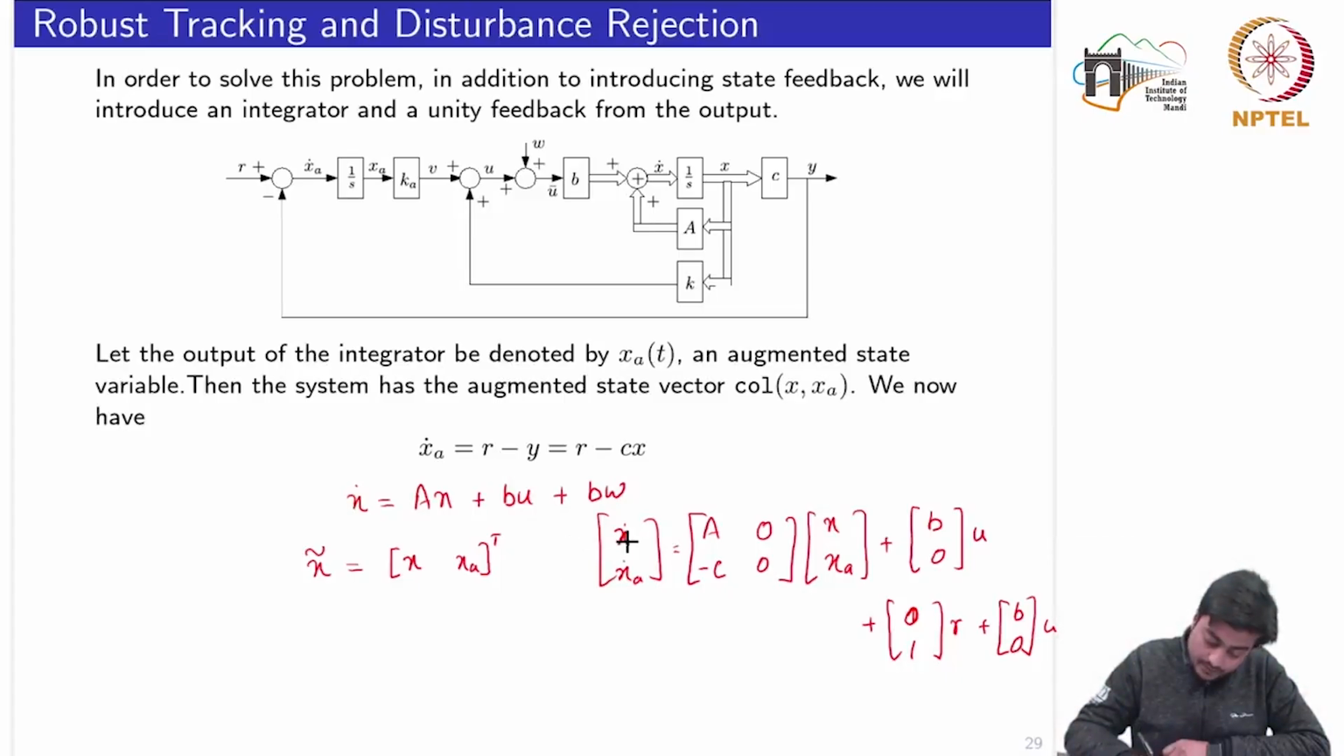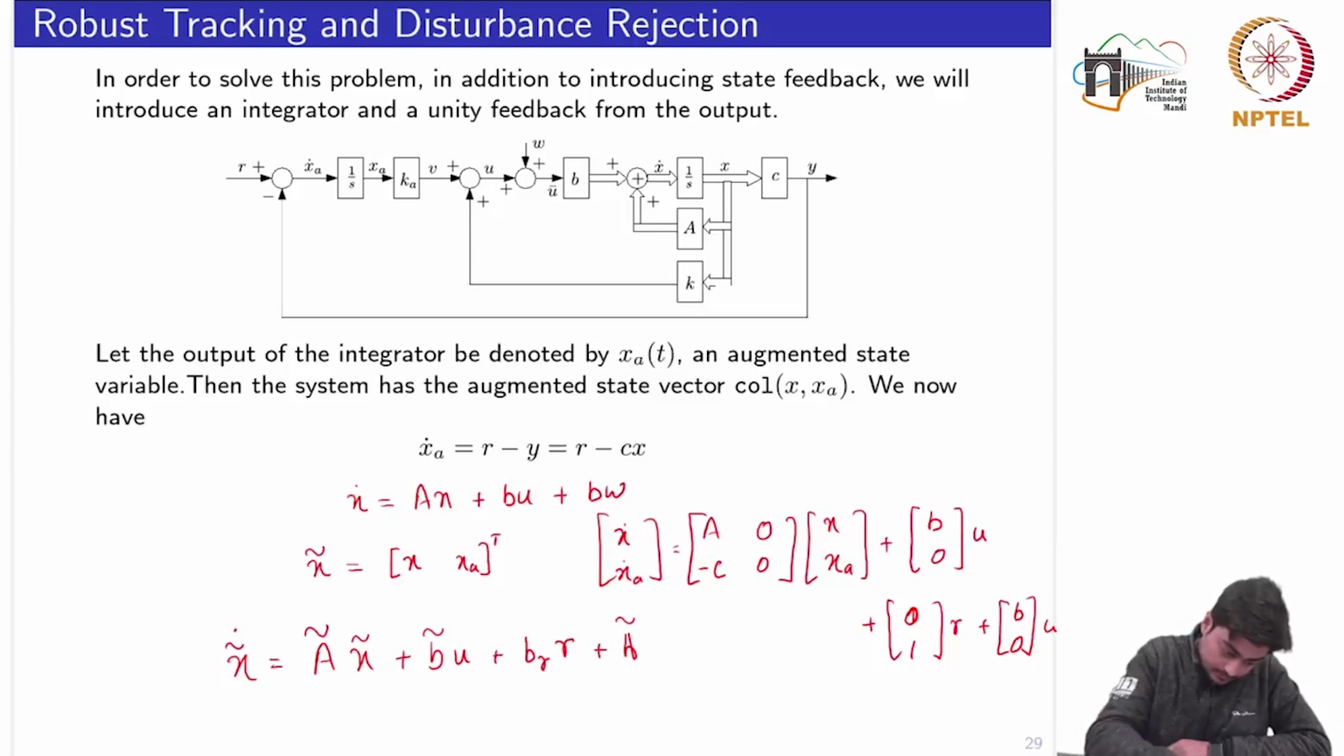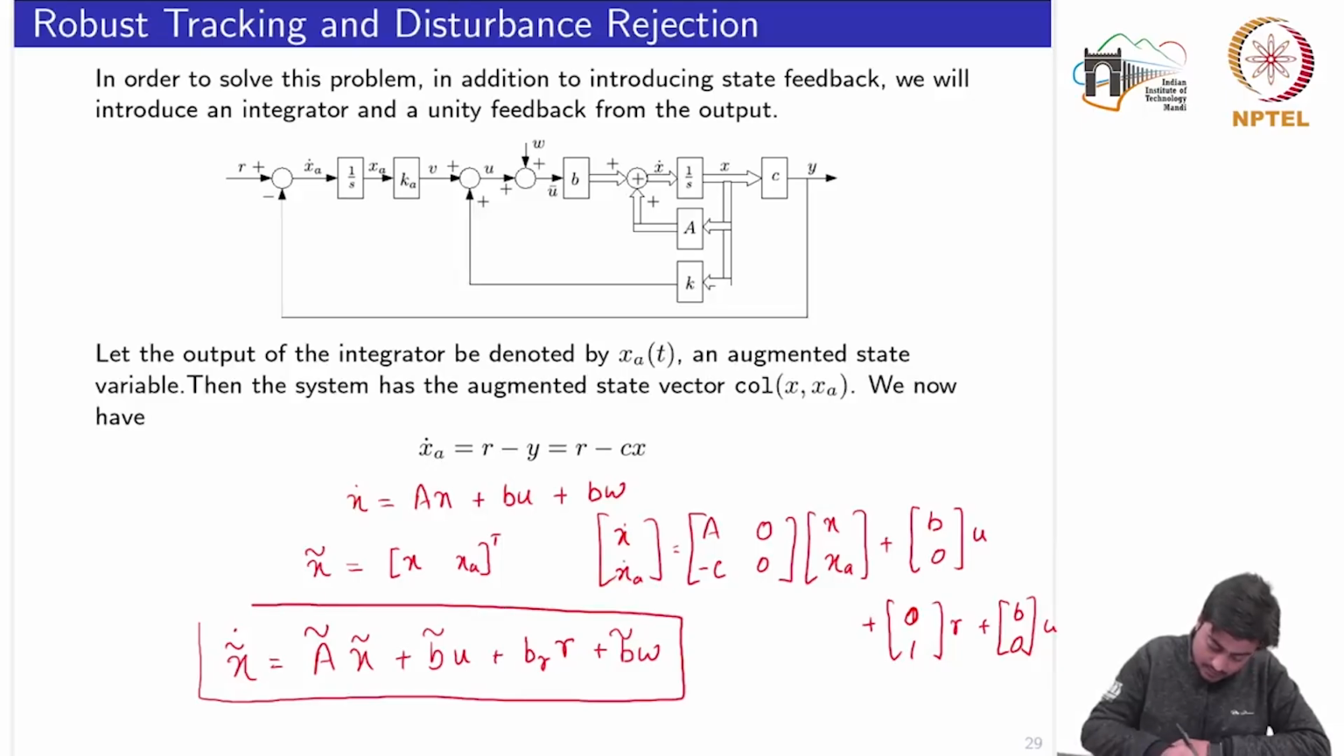Now we have these states. This could be written in terms of, let's say, x tilde dot is equal to a tilde x tilde plus b tilde u plus the b matrix with respect to r plus b tilde with respect to w. Okay, so this would be the overall plant for which we need to design a robust controller. After including this state, we got this state space system.